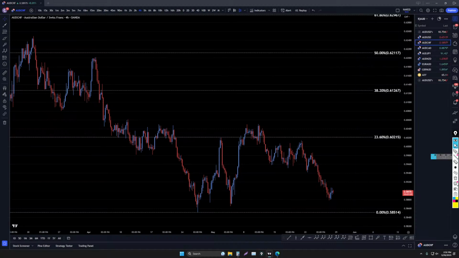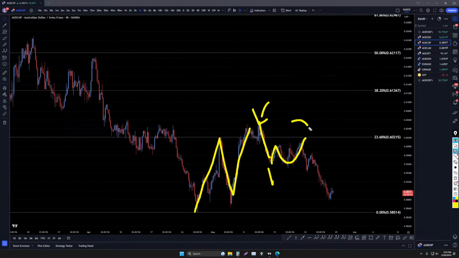4-hour time frame. The fact that we're going down and that this right here is almost definitely the end of an ABC correction. This is probably a 1, this is probably an ABC of 2, and we're probably still in a wave 3. So I think it's going to break these lows. I think it's in a wave 3.